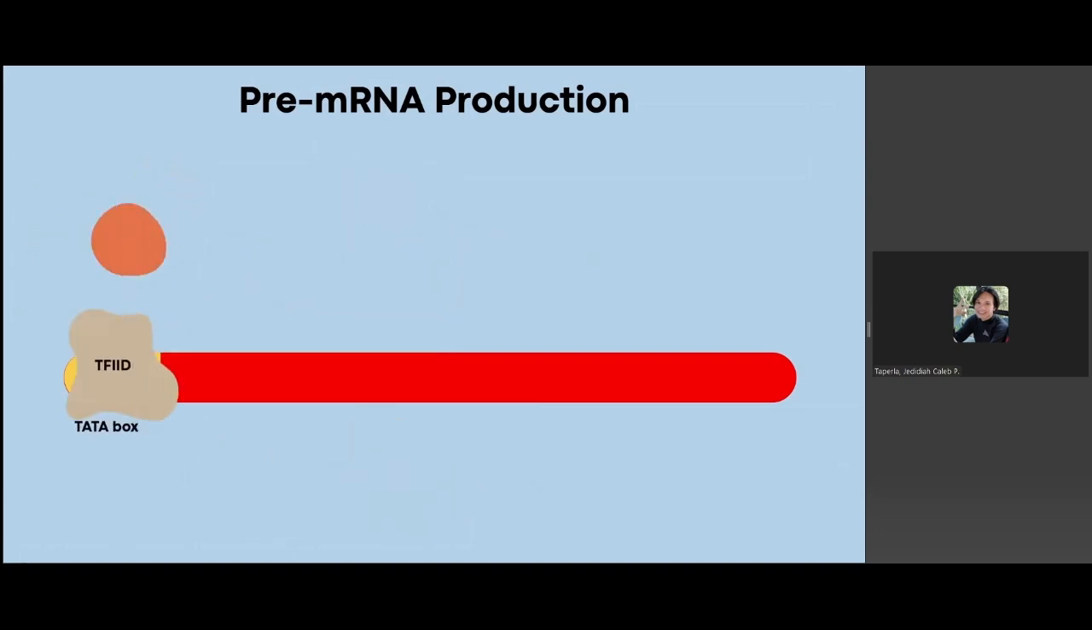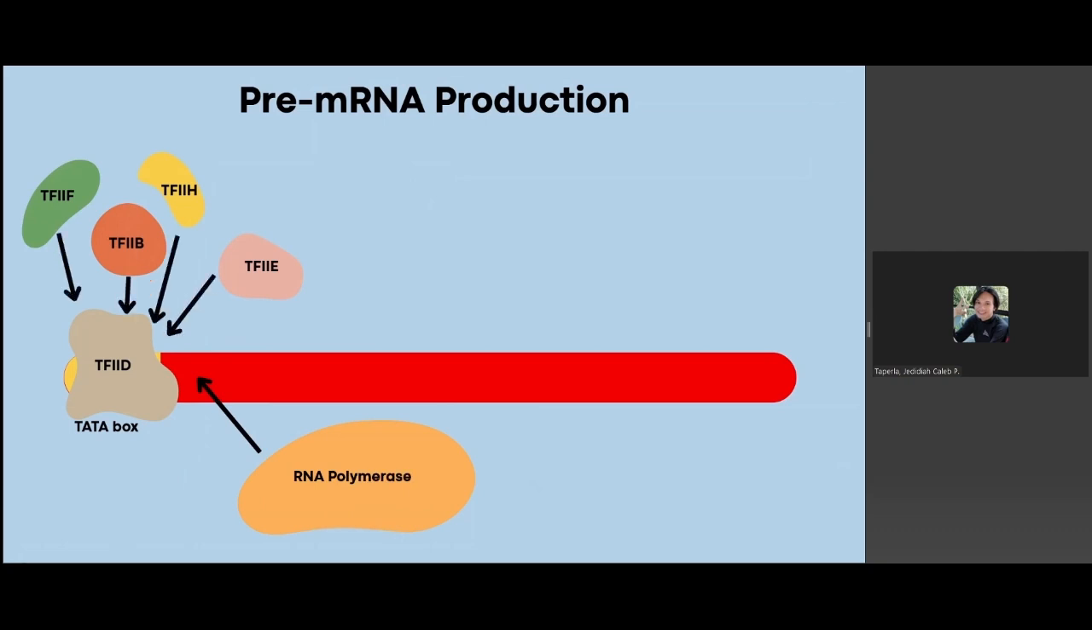Then TFIID binds to the TATA box found in the promoter, and once bound, the other proteins will also bind and recruit the RNA polymerase, forming the pre-initiation complex, or PIC. Next slide.